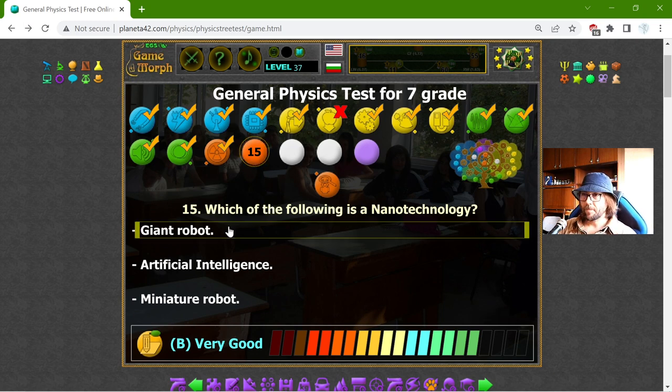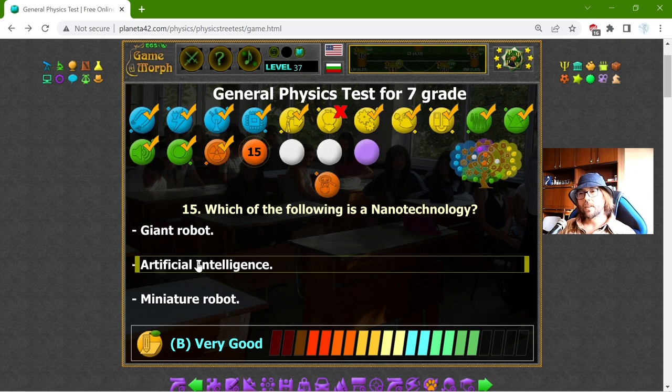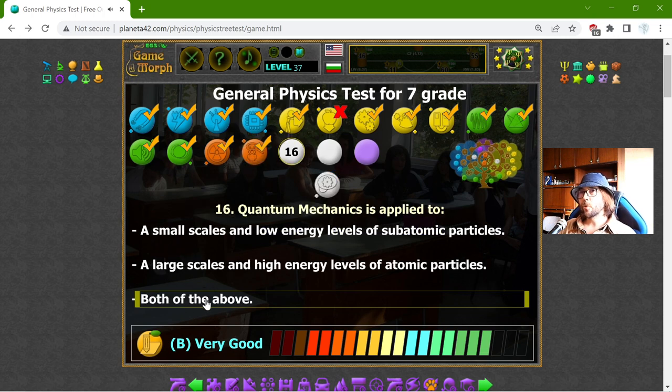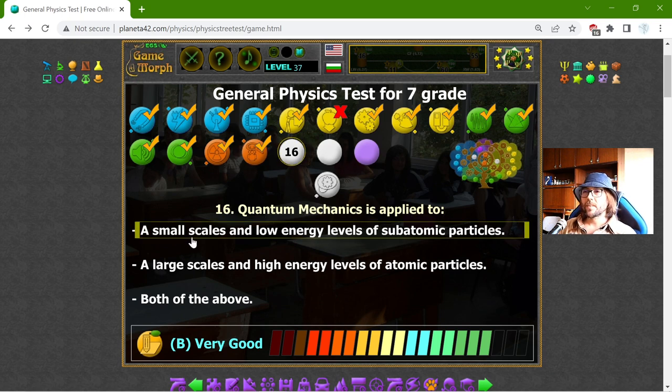Question number 15. Which of the following is a nanotechnology? A giant robot, artificial intelligence, or miniature robot? Well, this is the one, the third one, because it is nanotechnology. Quantum mechanics is applied to small scales and low energy levels of subatomic particles. Well, I think this is the answer, but let's see the others. A large scale and high energy levels of atomic particles, and both of the above, but I think quantum mechanics is about small things. Correct.